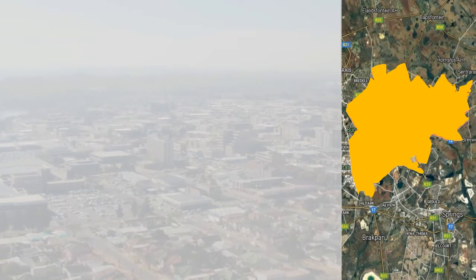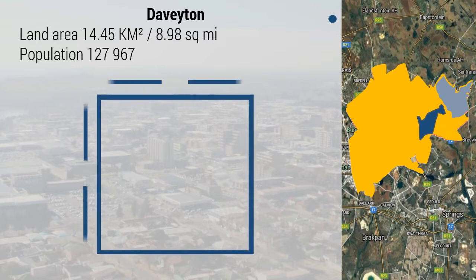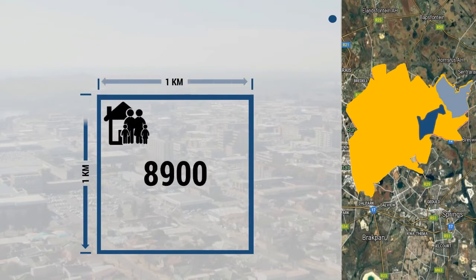The conurbation of Benoni includes the townships of Davidton and Itwatwa. Davidton covers a land area of 14.45 square kilometers. There are 127,967 people who live here. Obviously then, the population density in Davidton is not 2,740, but is 8,900 people per square kilometer.